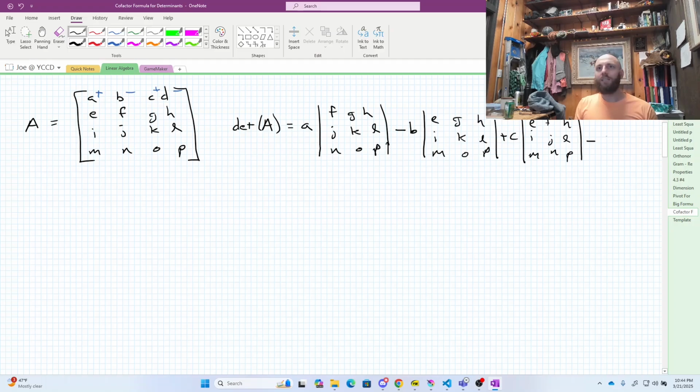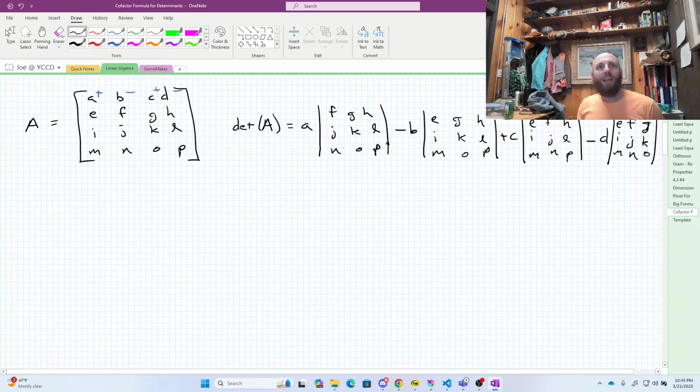And then I'm going to subtract D, and here I'm going to get the matrix where I've deleted the row and column that D is in. So that's going to give me an EIM, FJN, so that's this column here, and then GKO.